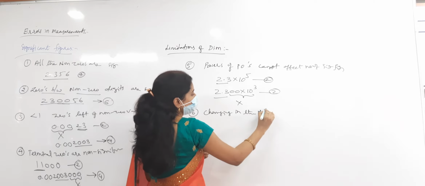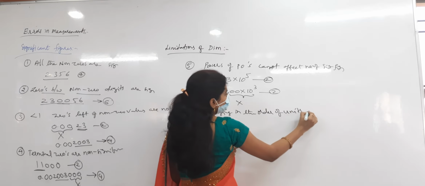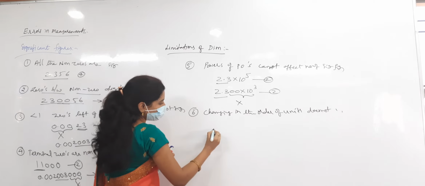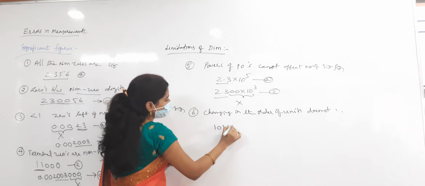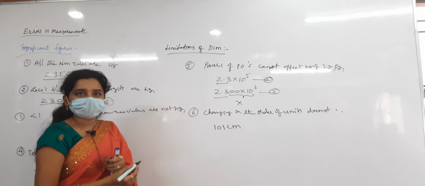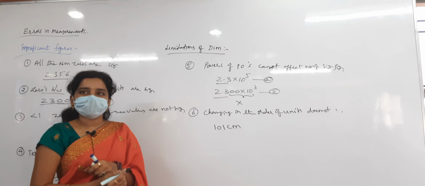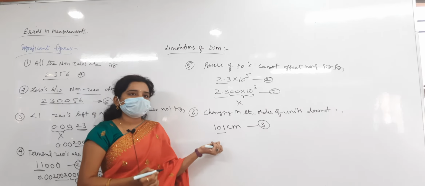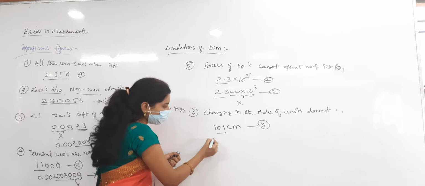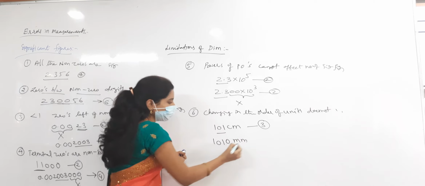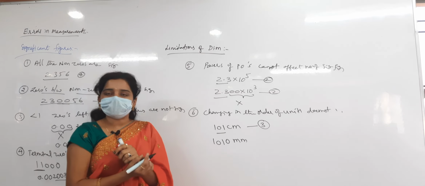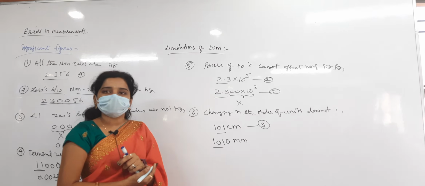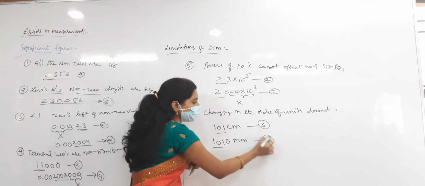Changing the units does not affect the number of significant figures. So here, for example, if my value is 101 centimeters, how many significant figures are there here? 3 significant figures. Now I can even write this in millimeters: 1010 millimeters. Why? Because 10 millimeters equals 1 centimeter. Now how many significant figures are there? 3 only. Why? Because this is a terminating 0. Correct? Only 3 significant figures are there.